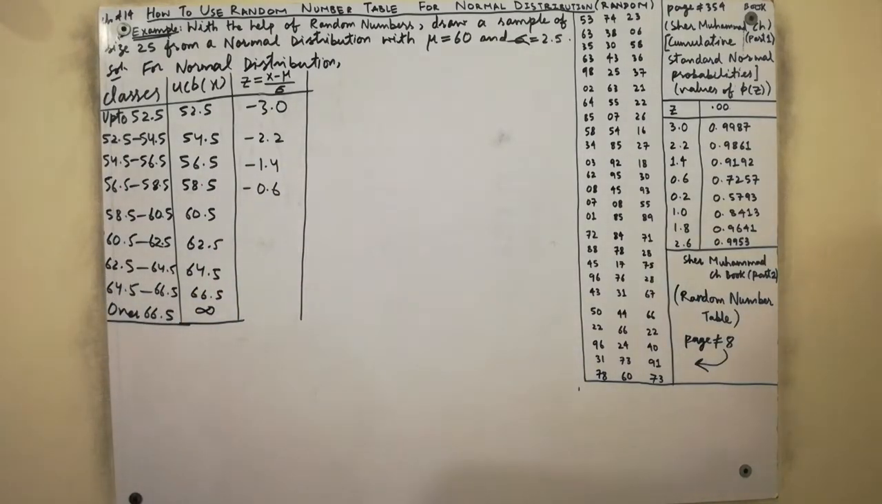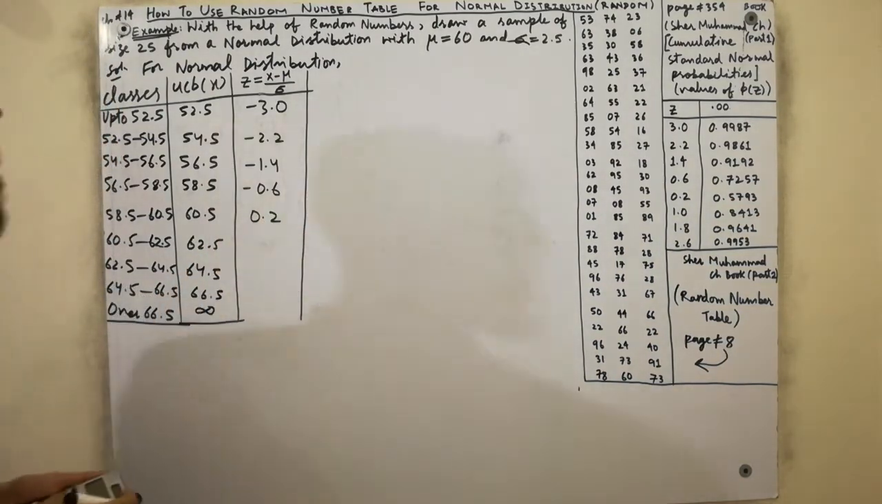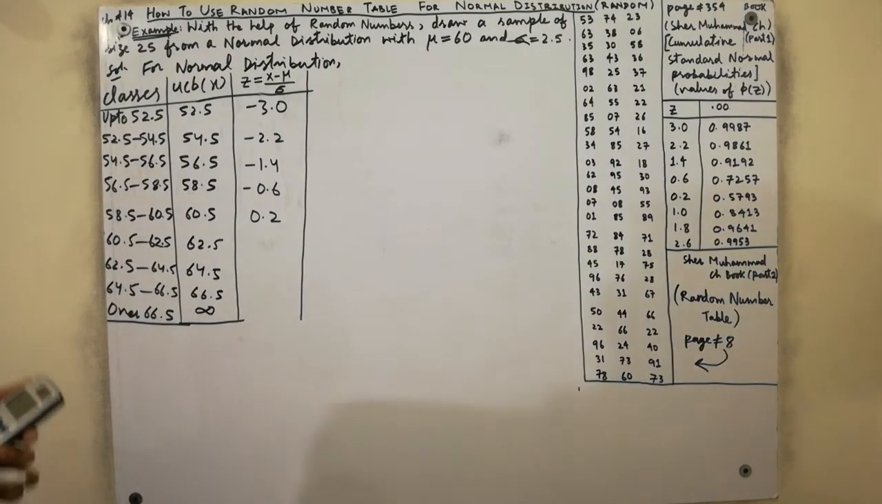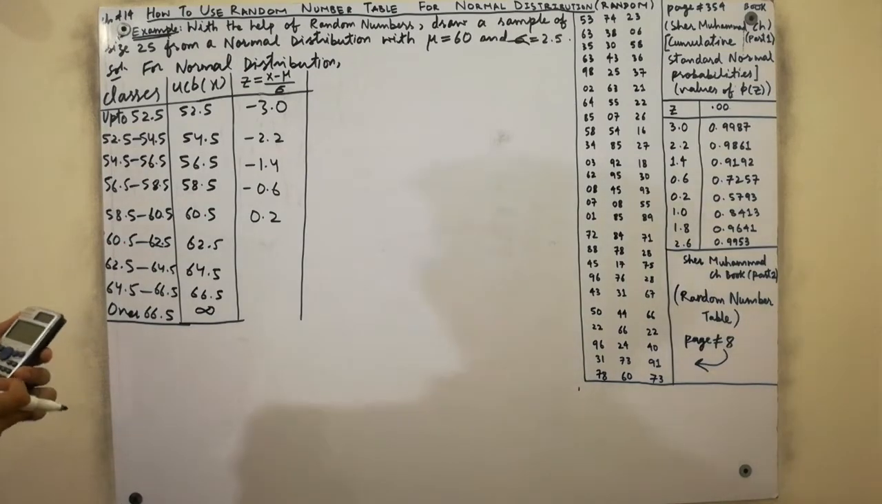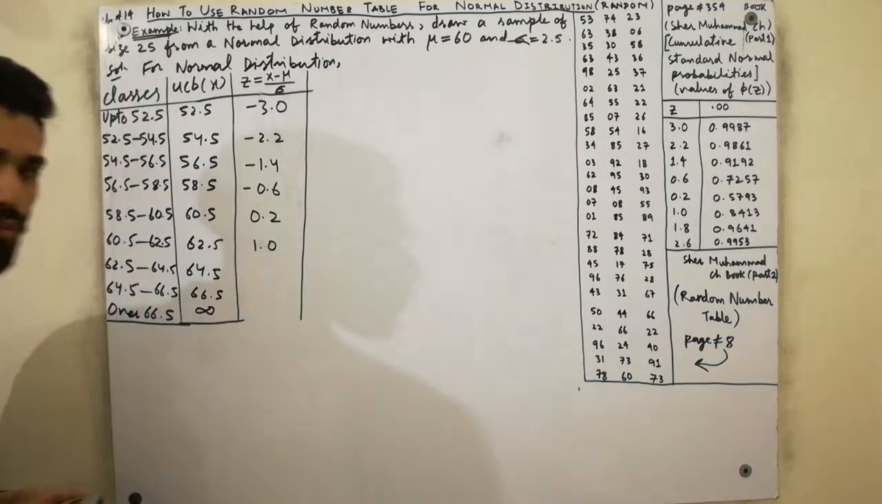60.5 minus 60, then divided by 2.5. We get the value 0.2. Next, 62.5 minus 60, then divided by 2.5. We get the value 1.0.